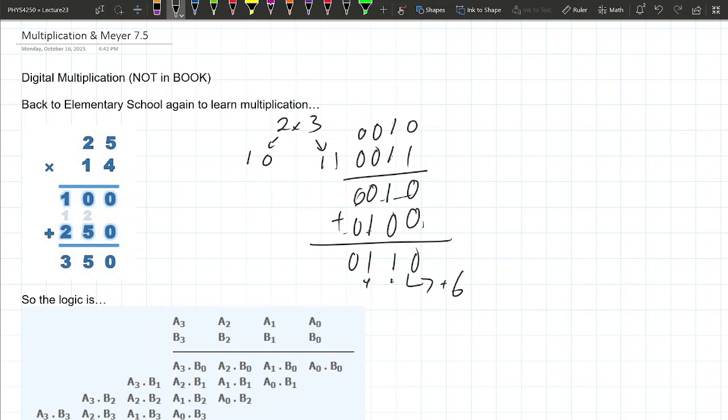How do we do this? The first step up here. What did I do up here? Okay.